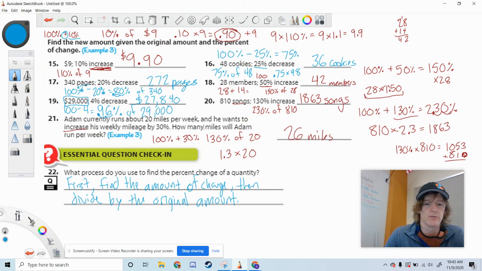For 15 through 21, you need to decide, is it an increase or a decrease? And then do you add that or subtract that to the original 100%? And then change it to a decimal. For any percents to decimal, you just move the decimal over 2 times, and then you just multiply it.